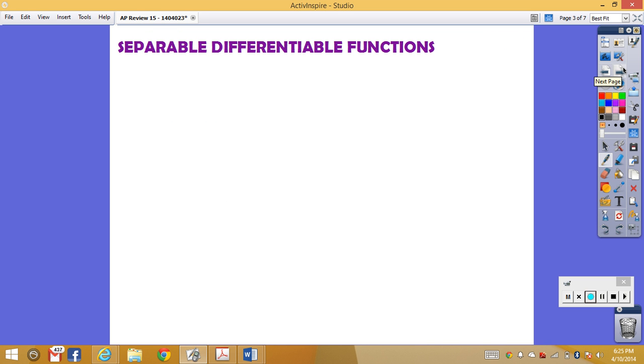All right, separable differential equations. They're like the analogy or the answer to implicit differentiation. So this is used when your function, or I shouldn't say function, your derivative is implicitly defined.